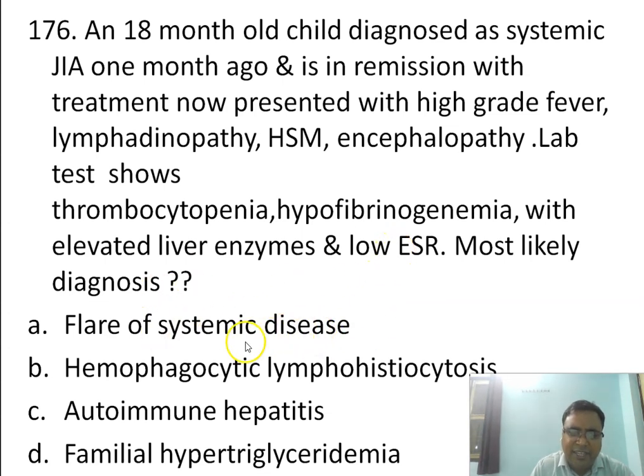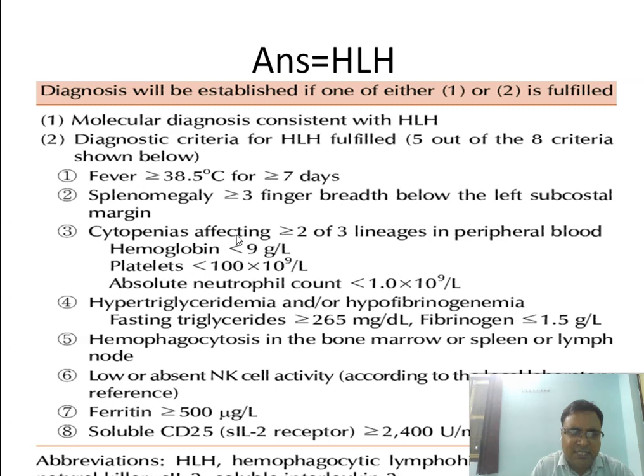Then what is the diagnosis? Is it flare of the systemic disease? Is it HLH, hemophagocytic lymphohistiocytosis? Is it autoimmune hepatitis? Or is it familial hypertriglyceridemia? The answer is, we know, this is HLH.